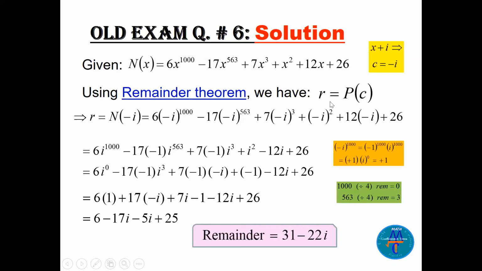Just be careful. i squared there. Minus 1 squared is plus 1. i squared here is minus 1. So it will be minus 1. And then this is normal. 12 times minus i. So when you add everything together, the remainder will be 31 minus 22i.